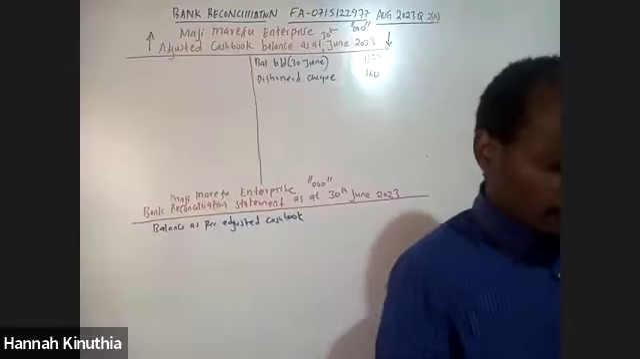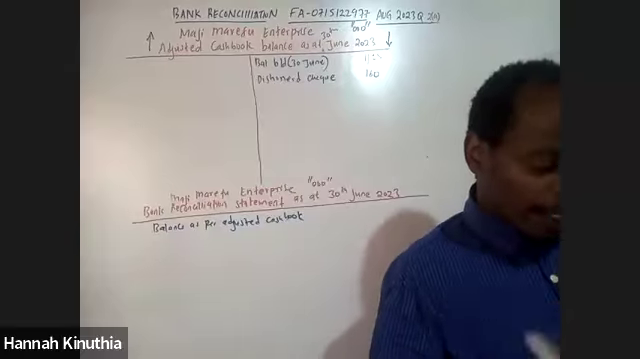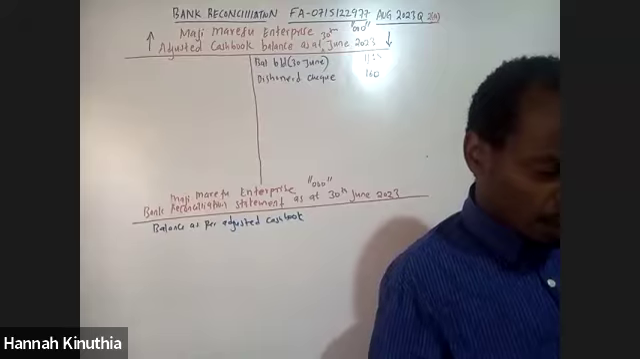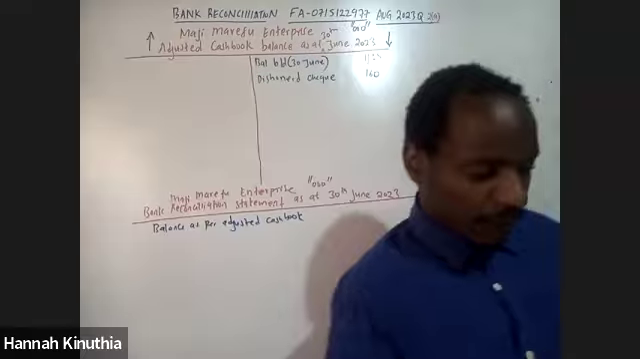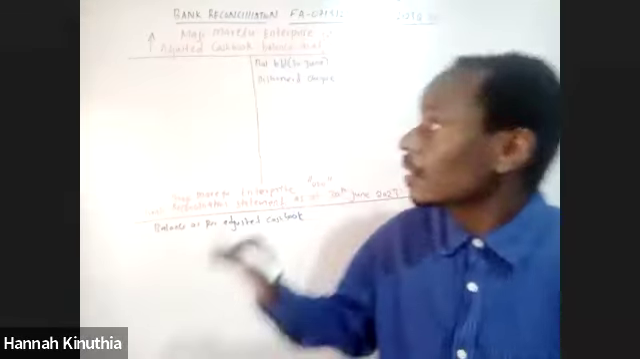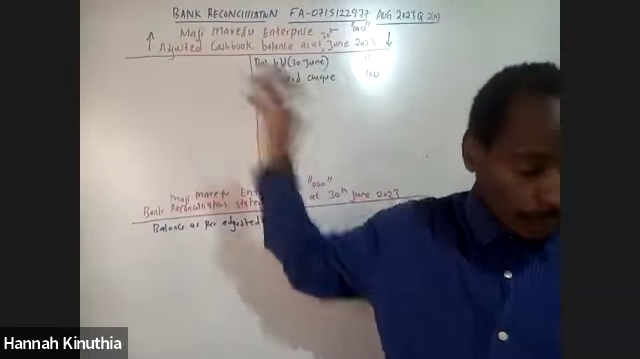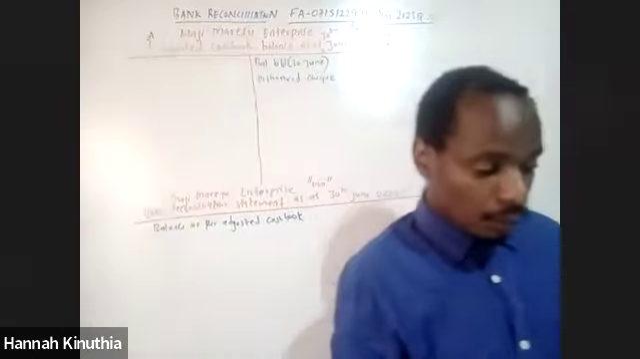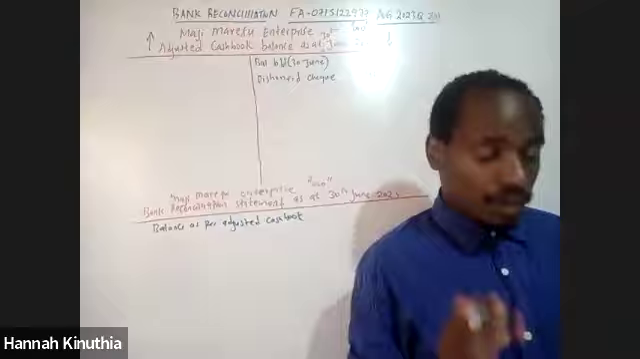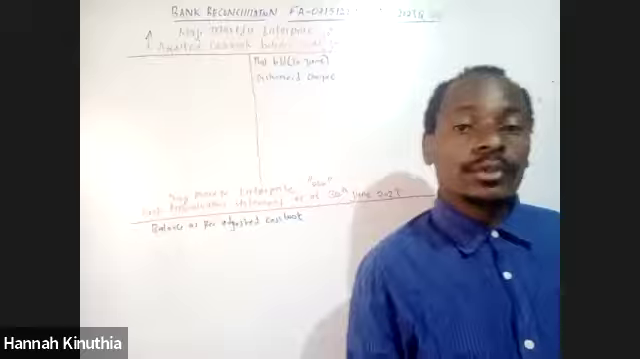Number 2, during the month of June 2023, a dividend amounting to 124,000 was credited directly into the bank account, but no entry has been made in the cash book. Now, dividend received. When we credit our cash book, our cash book is supposed to increase. Now, no entry was made in the cash book.